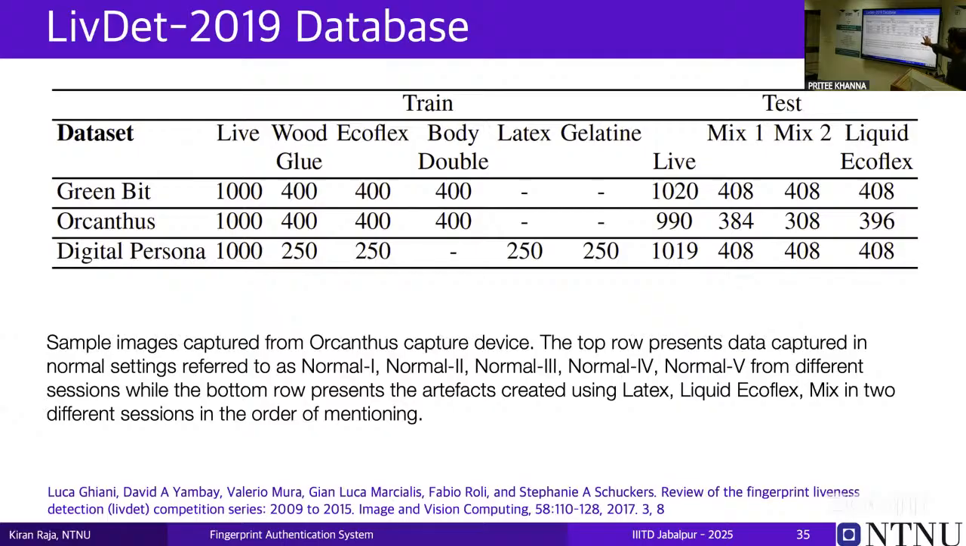So this is some information about the data set. What is important here is that you have multiple kinds of training data sets and the testing data set is very different. Right? You have live actual images, and then you have Wood Glue and Ecoflex and Body Double and latex and gelatin. But in the second one, it's a mix of those. So it's a new kind of attack.